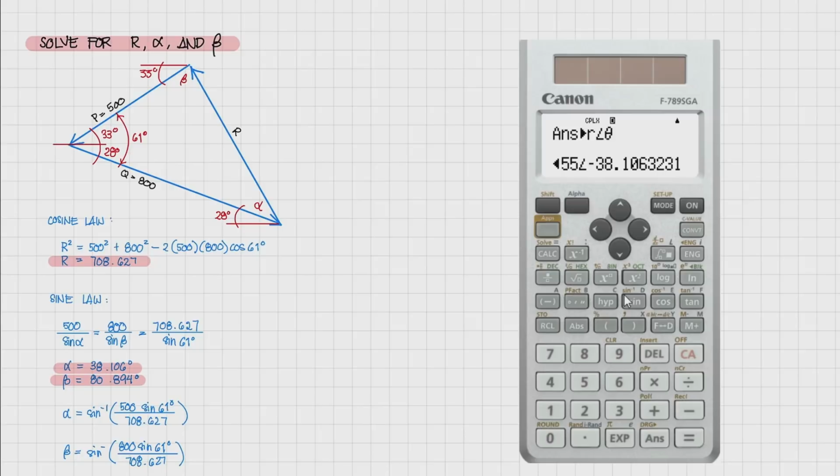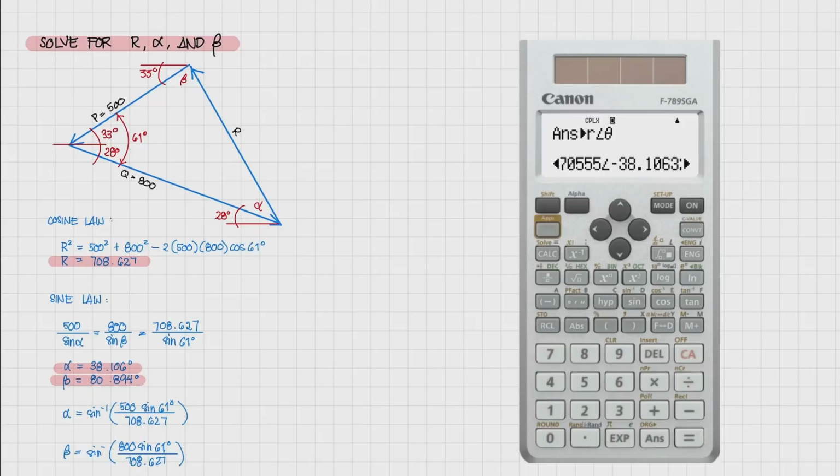So what about if you want to compute for beta? Wait, hindi ko pala na-explain. How did I know that this angle, yung negative 38, is our angle alpha? From the first step natin, wait lang, let's bring up our calculator. Our first step was that binigyan natin ng angle is yung 500. So, ano yung angle katapat ng 500 natin? It is alpha. Kaya yung nasolve natin angle kanina is alpha.